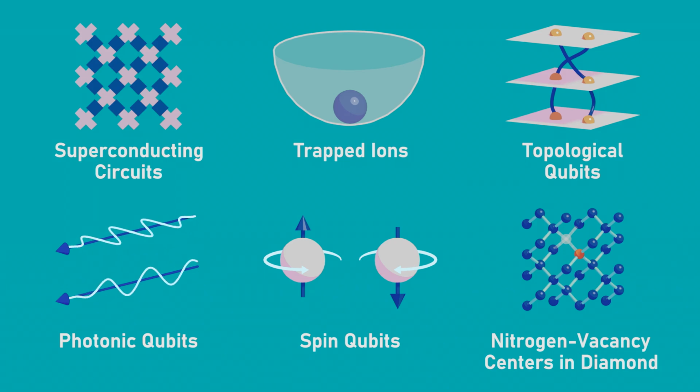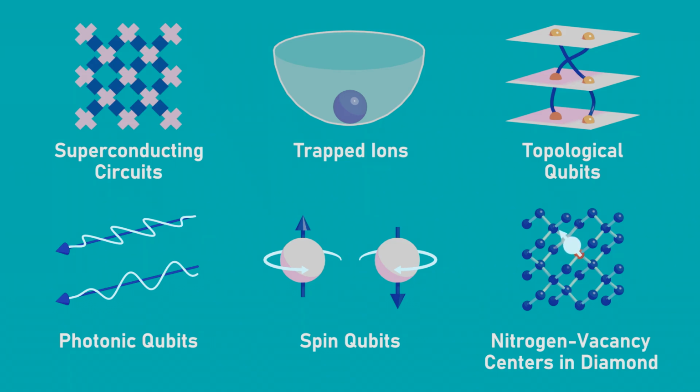Photonic qubits use the polarization or path of photons to represent qubit states. Information is encoded in the quantum states of photons. This type of qubit is particularly useful for quantum communication. Spin qubits use the spin states of electrons or nuclei. These use the spin states of electrons in silicon as the basis for qubits and have the advantage of compatibility with existing semiconductor technology. Nitrogen vacancy centers in diamond.